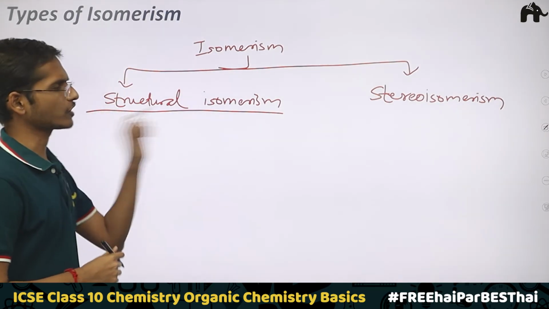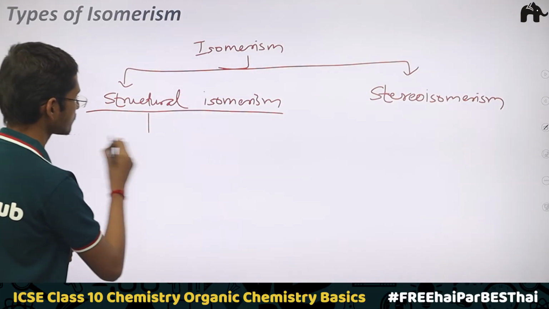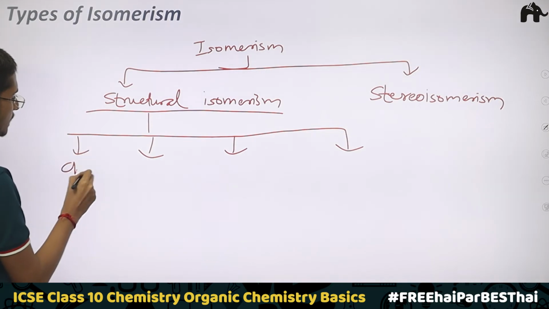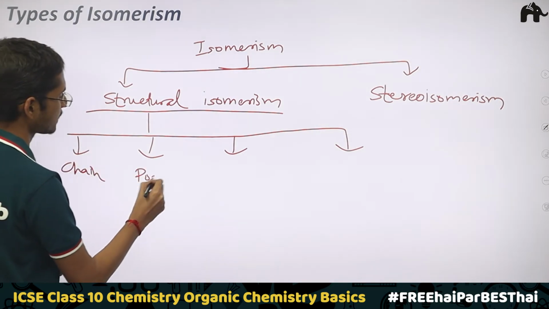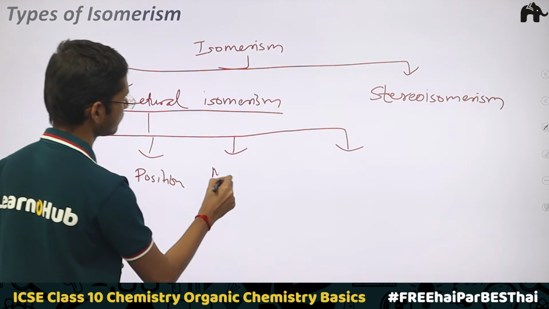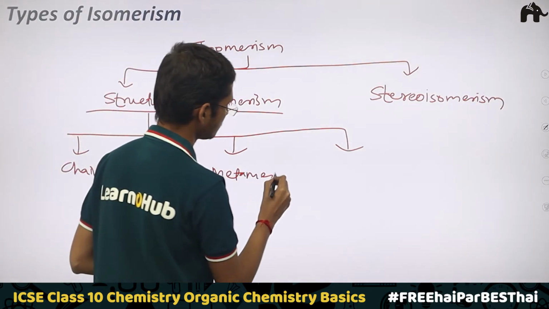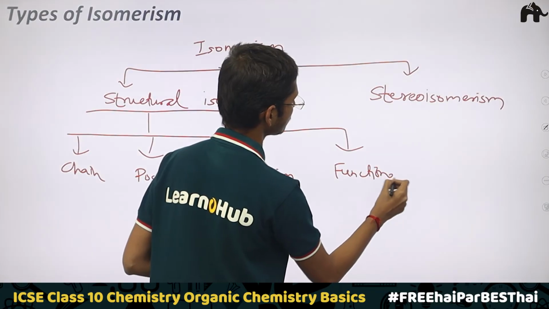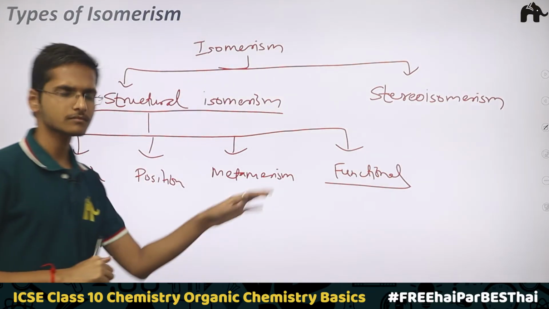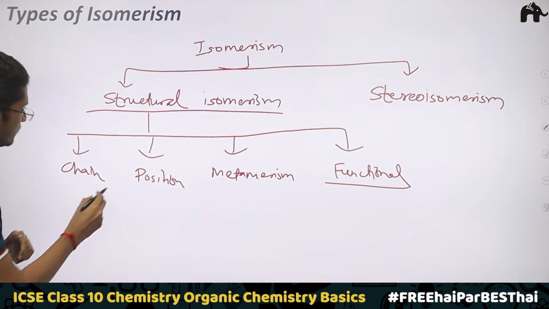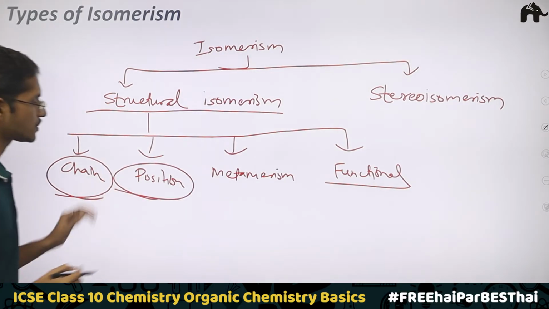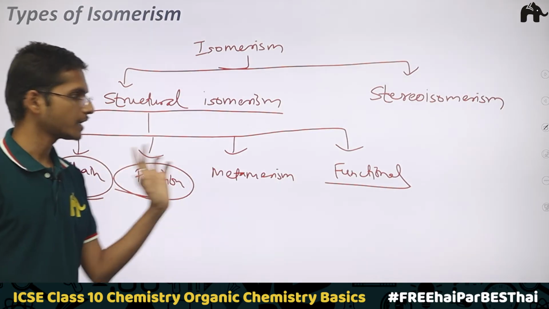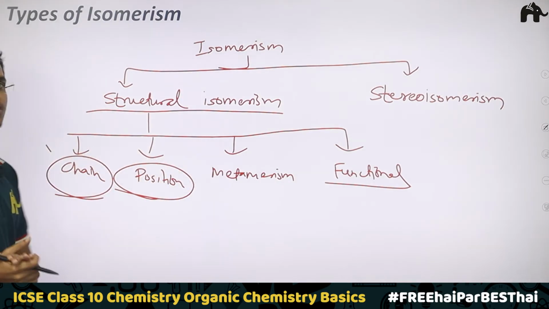We are going to focus on structural isomerism here, and in structural isomerism there are 4 different types: chain isomerism, position isomerism, one which is called metamerism, and another which is called functional isomerism. But we are going to study only these two, chain and position. So don't worry. Just these two, and then our isomerism part is also done.